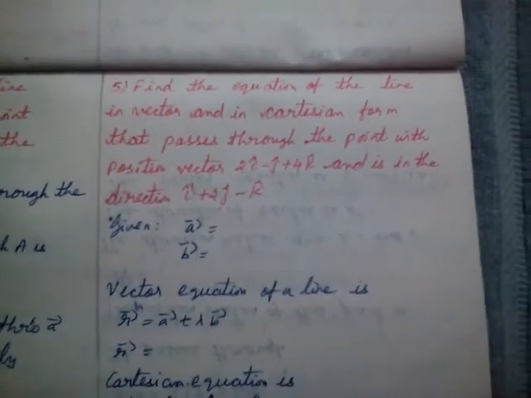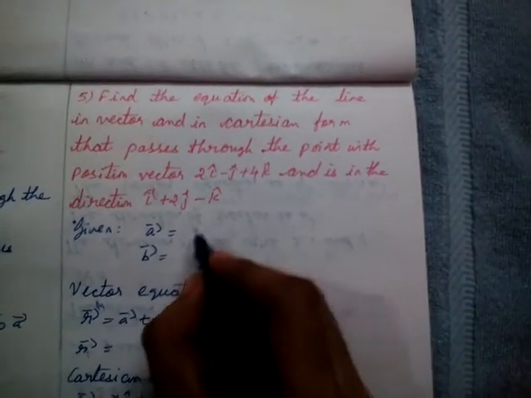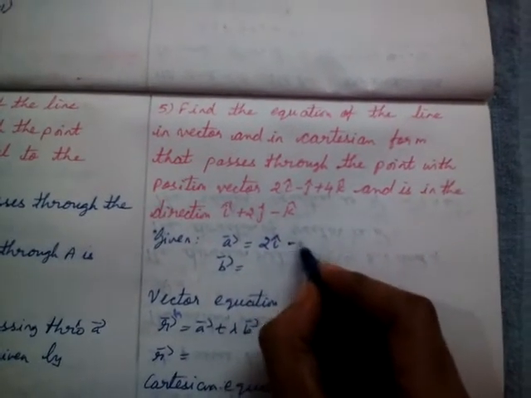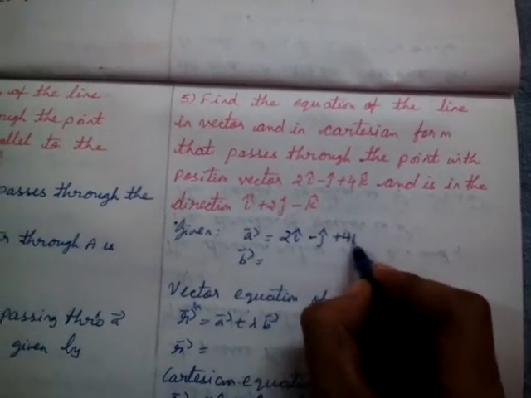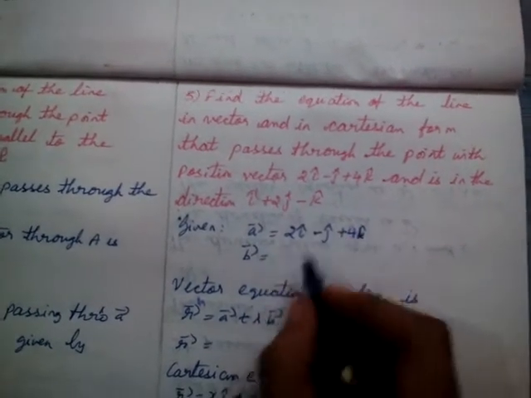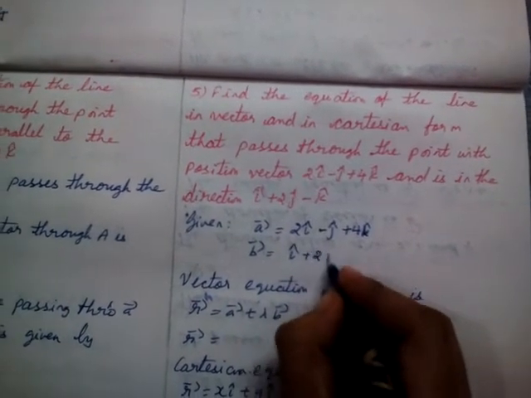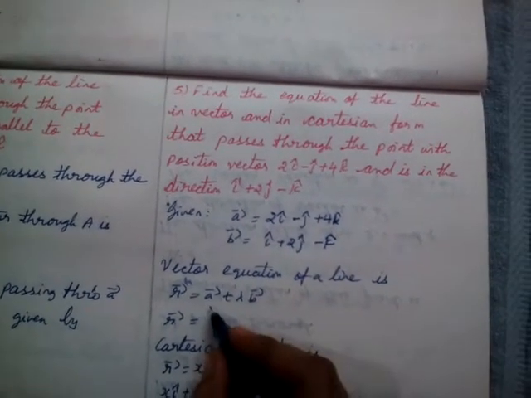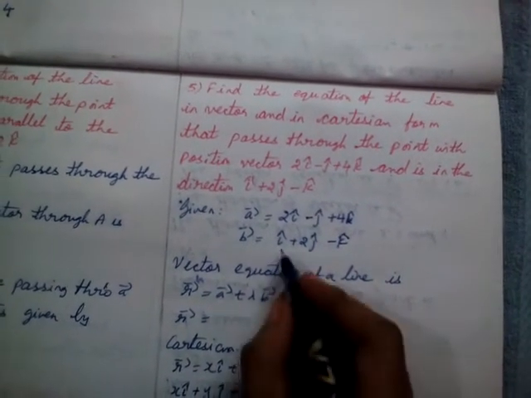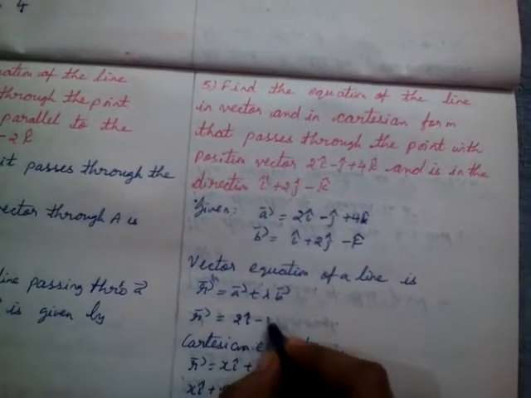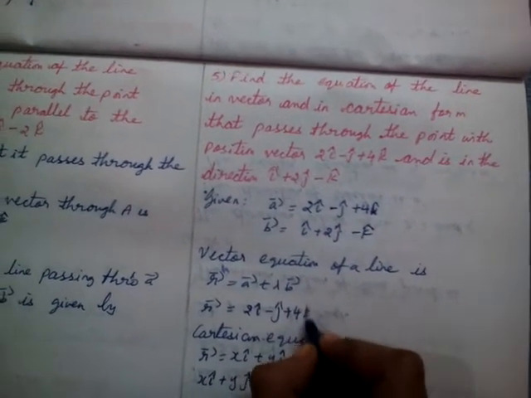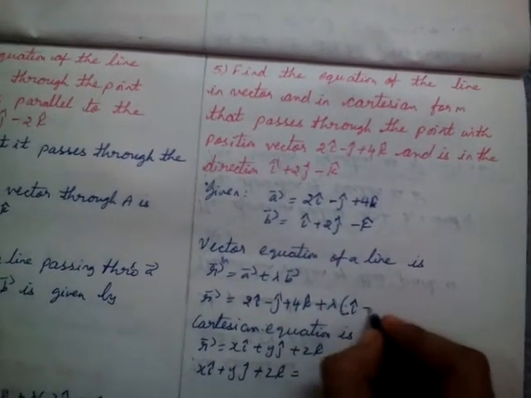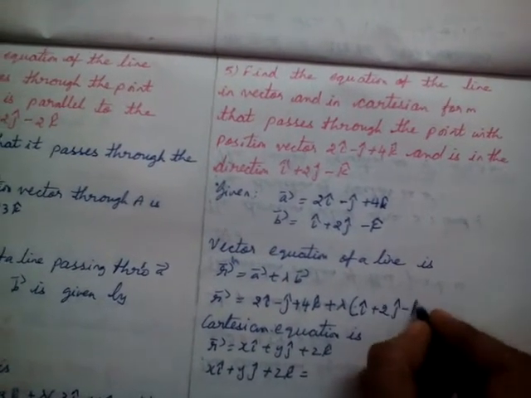So what is a vector given here? A vector is given as 2i minus j plus 4k, and b vector is i plus 2j minus k. Now the vector equation of the line is r vector equals a vector plus lambda b vector, which is 2i minus j plus 4k plus lambda into (i plus 2j minus k).